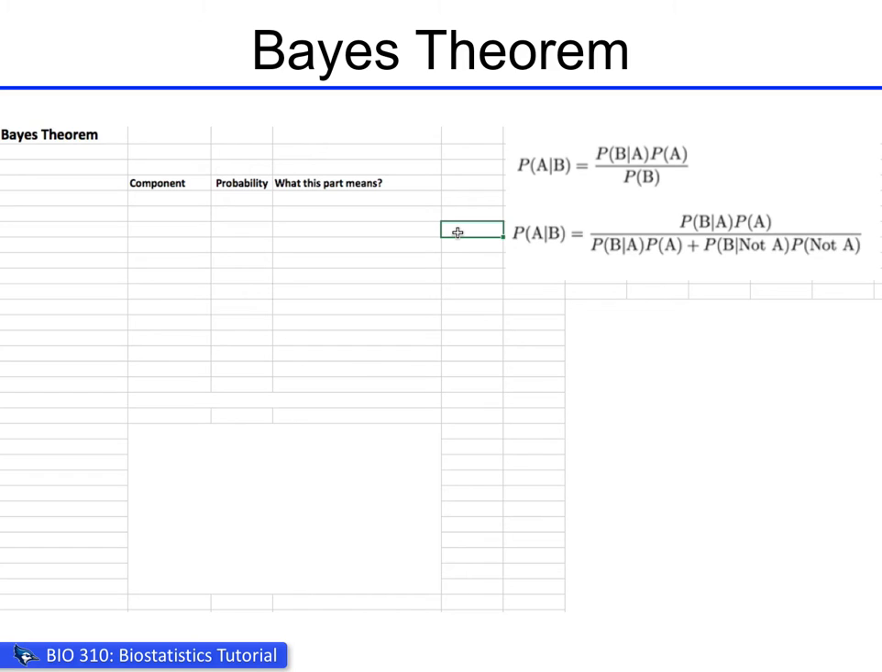So, how do we calculate this? Well, if we set this up here, I already have some headings in place, so we're going to look at the component, the probability, and we'll just make a nice little handy cheat sheet of what the component actually means.